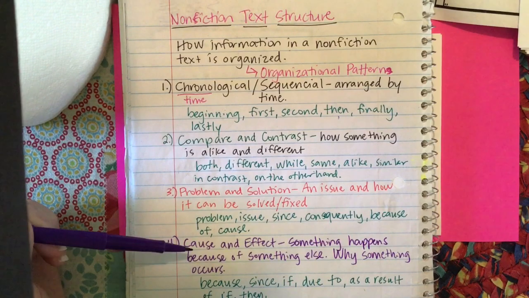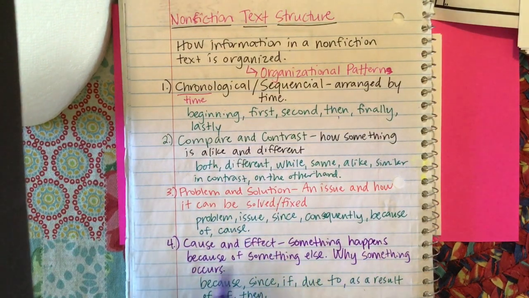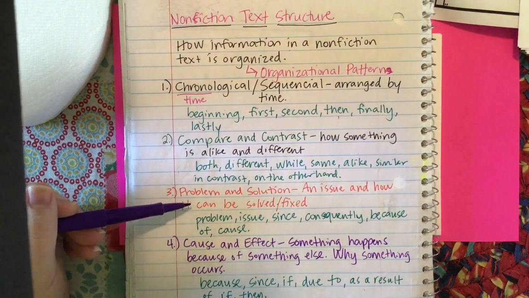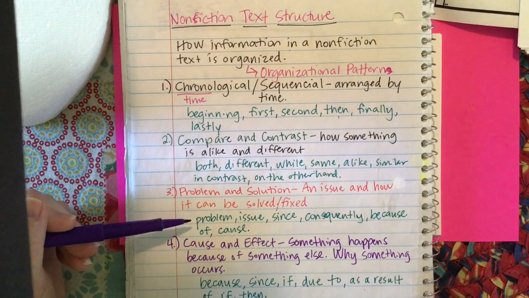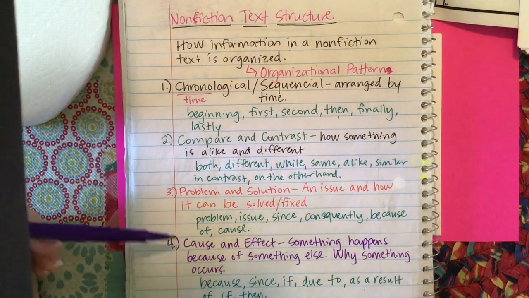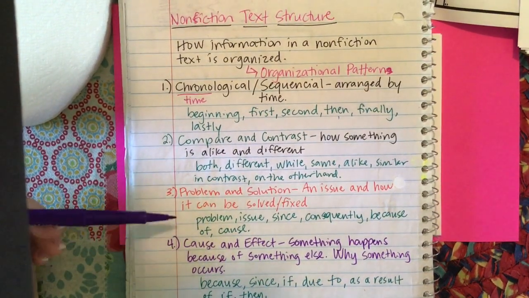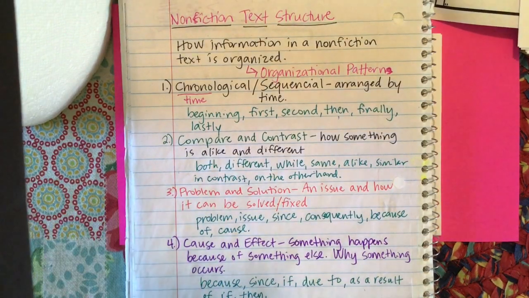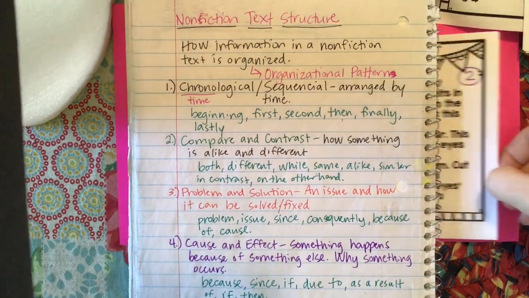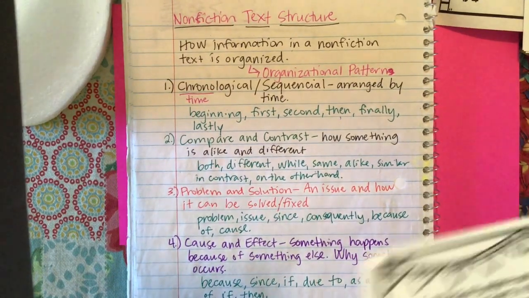And the last one is cause and effect. This one is something happens because of something else. So why is something occurring? So it's similar to problem and solution, but here there's no solution telling me how to fix it. So keywords for cause and effect: because, since, if, due to, as a result of, if, then. So when I'm trying to distinguish between these two, I need to decide, is the author giving me a way to fix the problem?